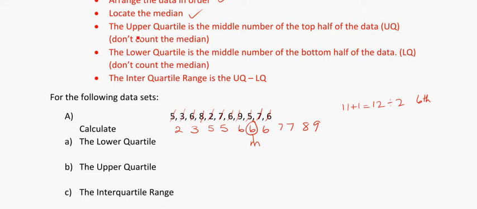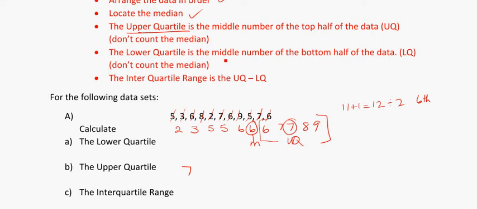Now the upper quartile, often just known as UQ, is the middle number of the top half of the data. Don't count the median. So we're just looking at this top half of the data here, and once again we find the middle of this, and we can see it's a 7, and so that is our upper quartile.